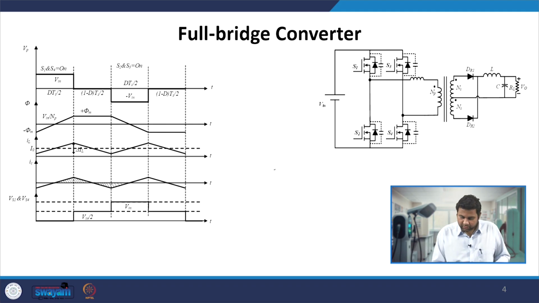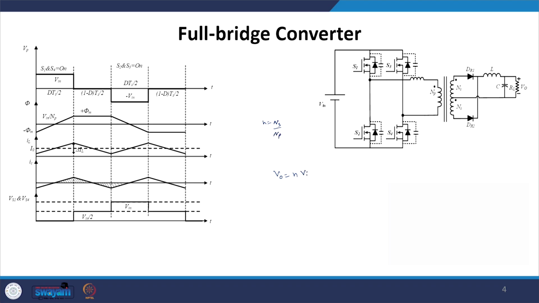And V naught output will be there. We know that in this particular scenario we have N, which is nothing but Ns by Np. So we know that V naught is nothing but N V in duty ratio D, where duty ratio D is the fraction of the time of half the switching cycle. So this is half the switching cycle, Ts by 2, and this is another Ts by 2 period.